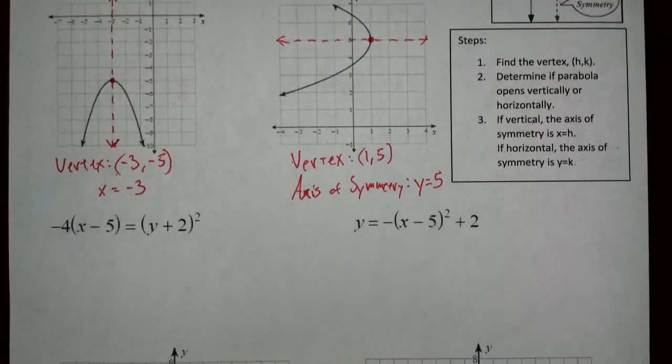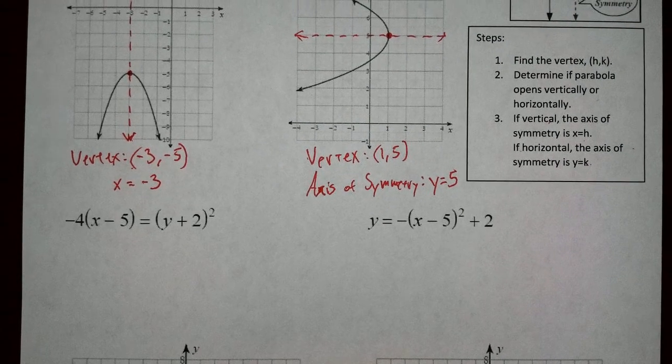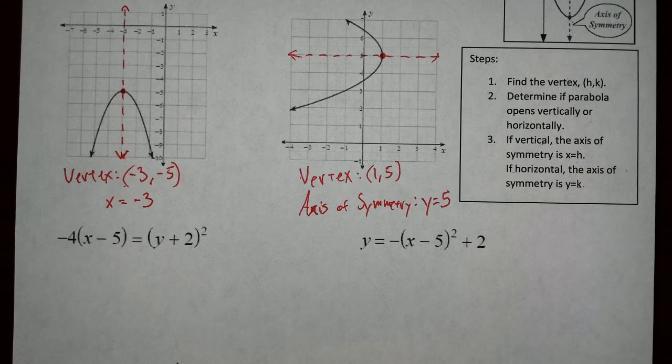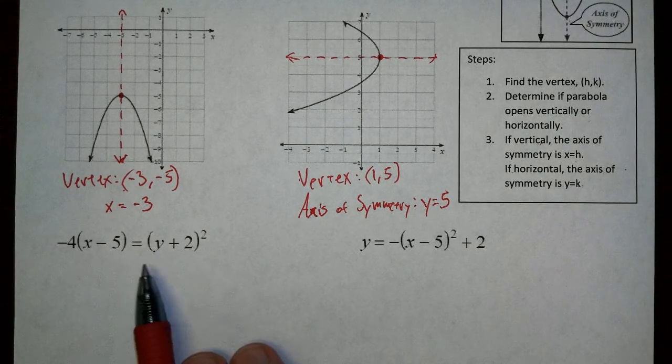Okay, moving on. So we have an equation right here. So still, step number 1, we want to find our vertex, but we have to find it from an equation. So this is where we're going to use some of our prior knowledge, and we're going to recognize this as our translational format of a parabola.